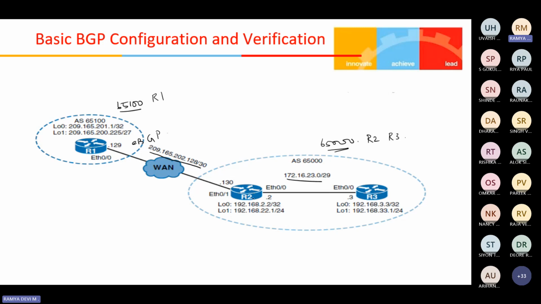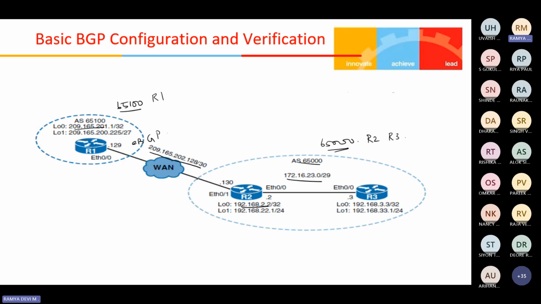If I'm taking R2 as an example, R2 BGP is configured with autonomous system number 65000. It has two neighbors, right? One is R1, another one is R3. R1 works on this IP address, and R2 works on this IP address. As you can see here, these are two different subnets.